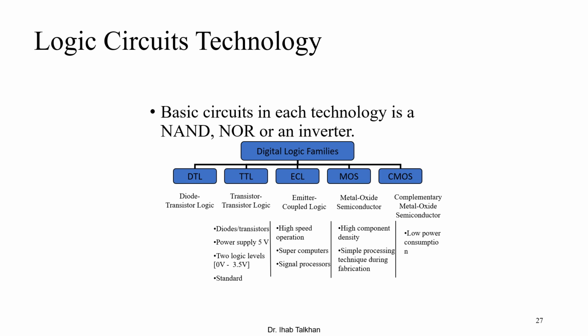We have also the CMOS, which is complementary metal oxide semiconductor. It is actually two devices in one. We have two MOS devices, one of them NMOS and the other PMOS, because the MOS is a unipolar device. Unipolar means it has only one carrier at a time.